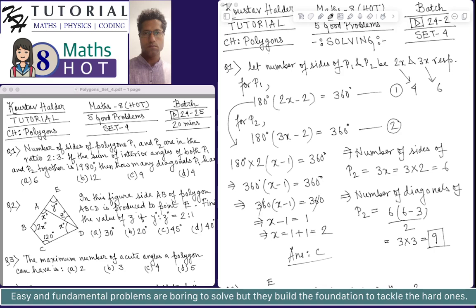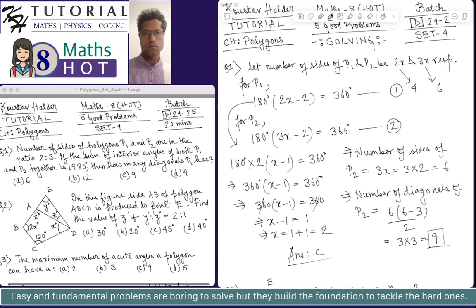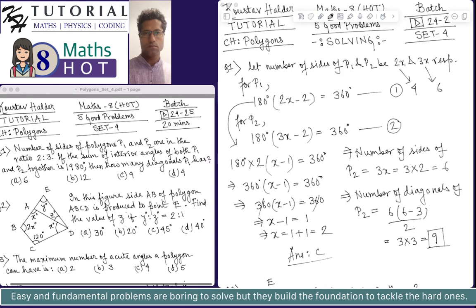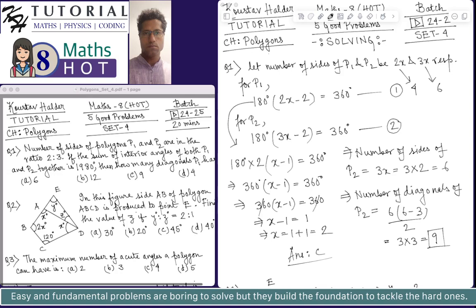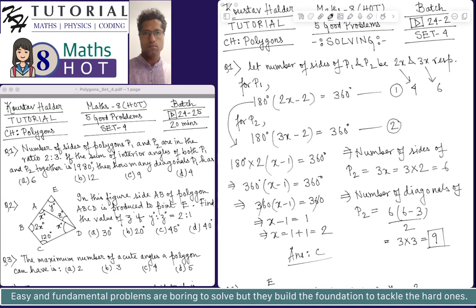Okay, so to know the number of diagonals in a polygon, we need to know its number of sides. Then only we can apply the formula n into n minus 3 divided by 2. Now, in the solution, as you can see, since the ratio of the number of sides of P1 and P2 was given to be 2:3, we assume that the number of sides of P1 and P2 be 2x and 3x respectively. That is fine. But for P1, I wrote something that is incorrect. This is a totally incorrect concept.